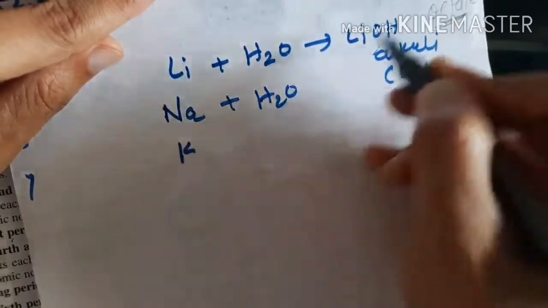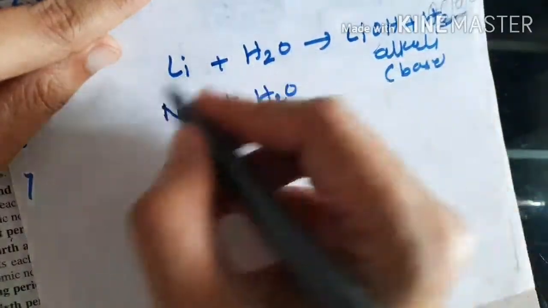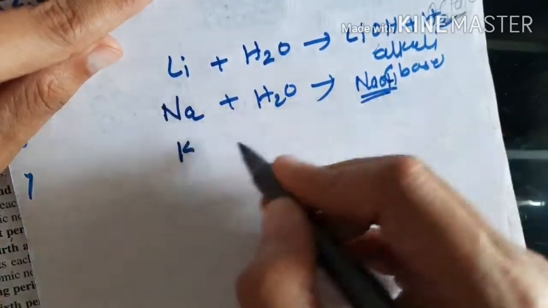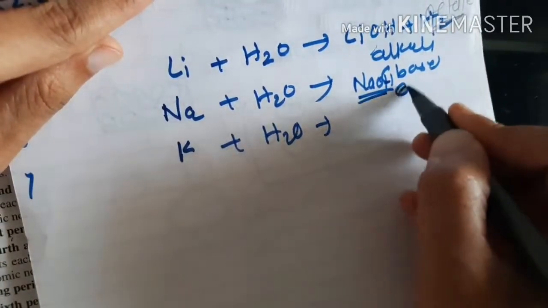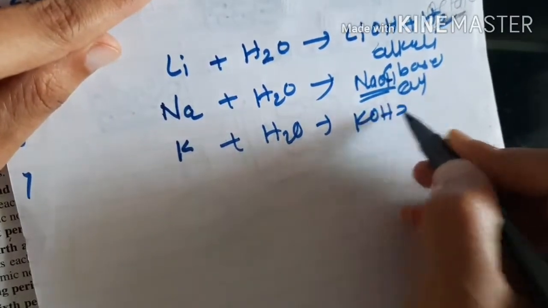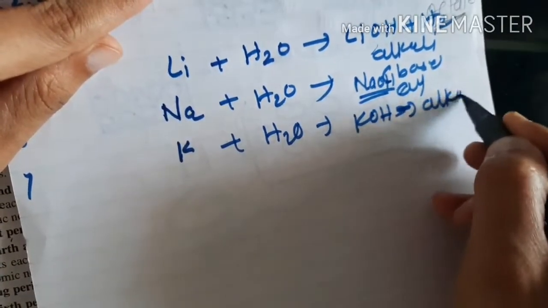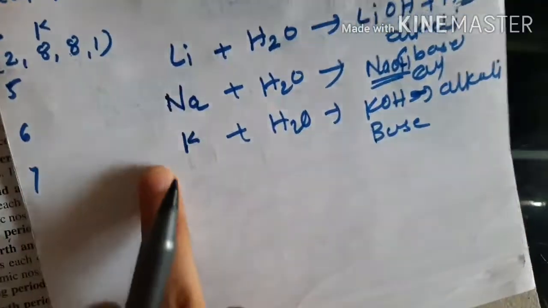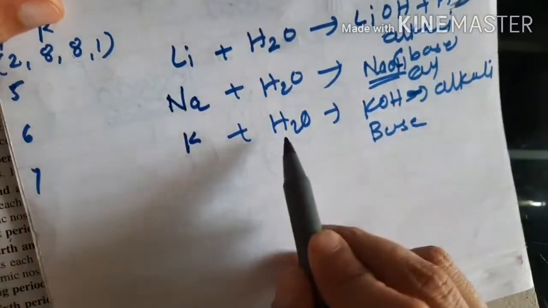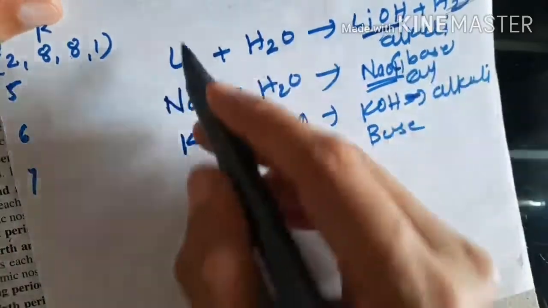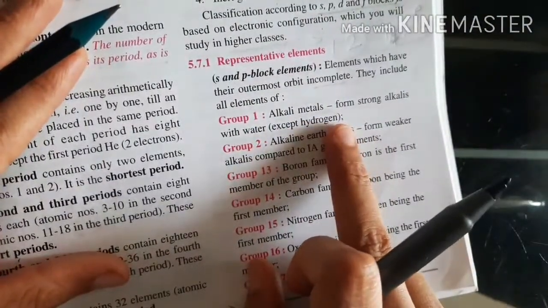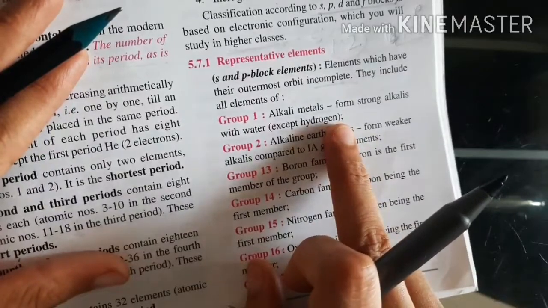In the same way, Na plus H2O gives NaOH plus H2 gas evaporating. You balance it; right now I'm not doing so. NaOH is a base, this is an alkali. So KOH is also an alkali, a base. This is the way all the elements present in the first group react with water and form alkali. That's why these elements are known as alkali metals, except hydrogen, because hydrogen does not react with the water.